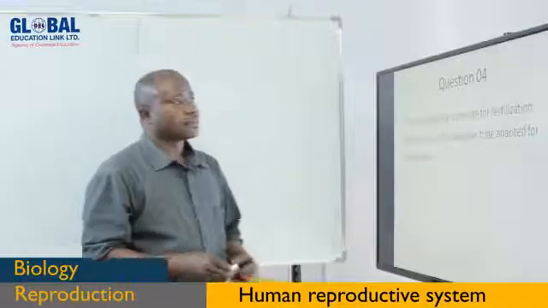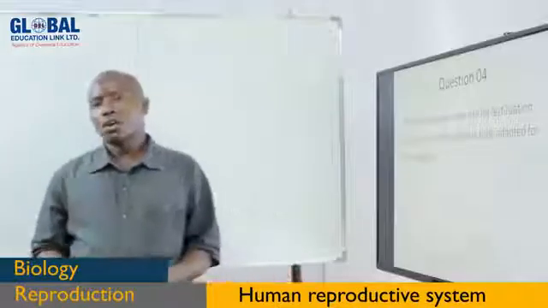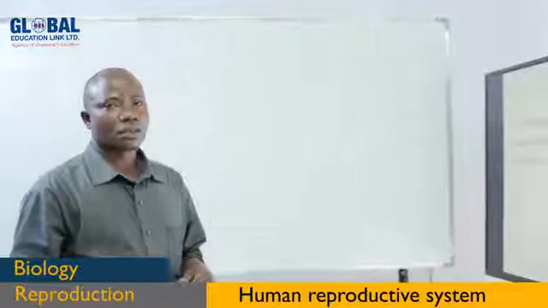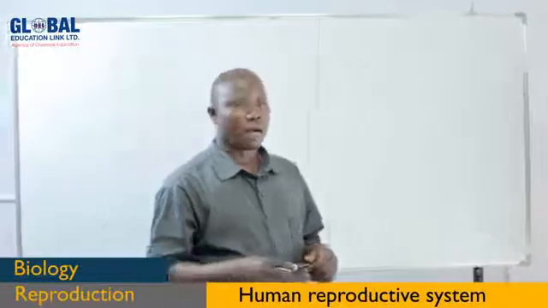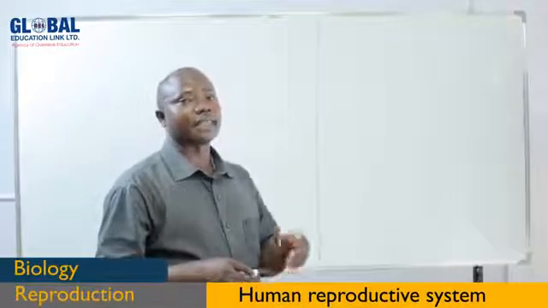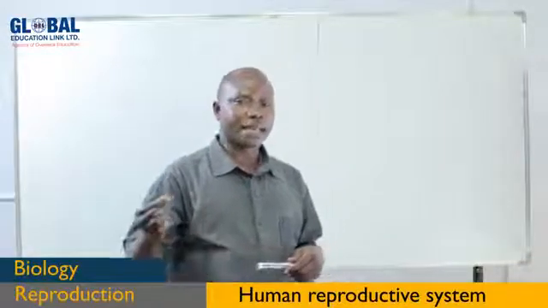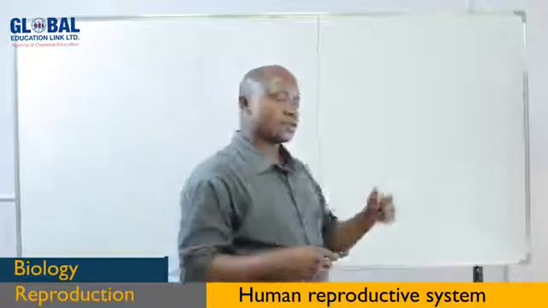This question asks as follows: the fallopian tube is the site for fertilization. Explain how the fallopian tube is adapted for fertilization. As we all know, fertilization only occurs in the fallopian tube. However, some people have the misconception that fertilization occurs in the uterus. That is not the case. Within the fallopian tube is where fertilization takes place during the journey from the ovary to the uterus.